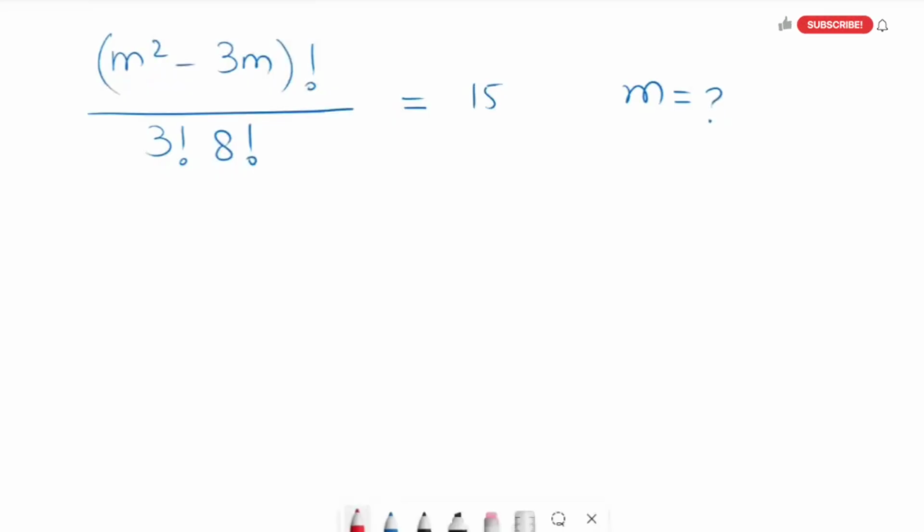Hi, here we have a nice factorial equation: (m² − 3m)! over 3! times 8! is equal to 15. Here we are going to find out the value of m. So let's start our solution.